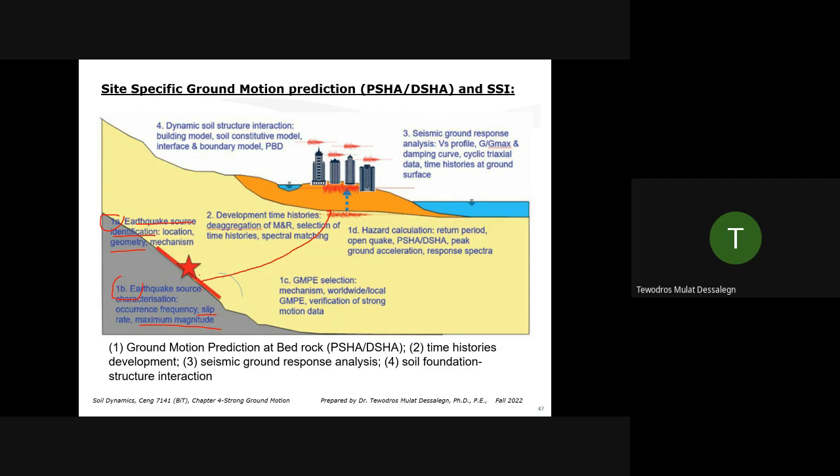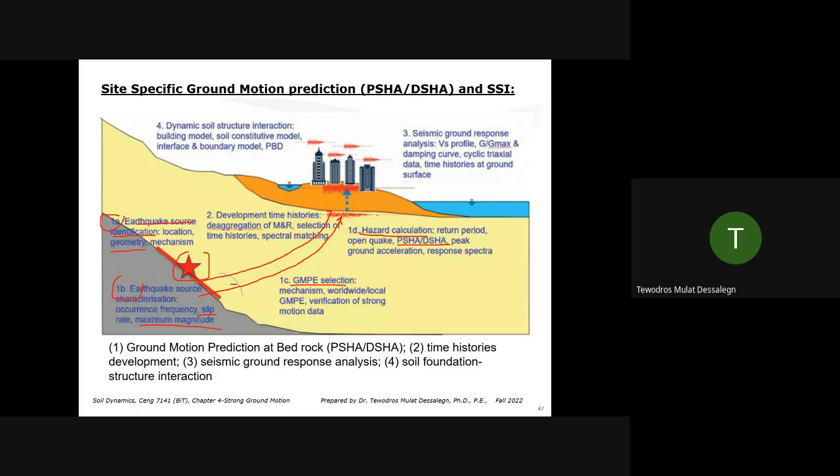From that point they study everything, and they produce the GMPE, ground motion prediction equation, which is the attenuation relationship. If it occurred here and my site is right here, there is damping as the motion passes through. That is called attenuation relationships. What they are trying to get is the maximum acceleration reaching the bedrock near our site. They apply all that, do the hazard calculation, return period, and the PSHA, DSHA we discussed.